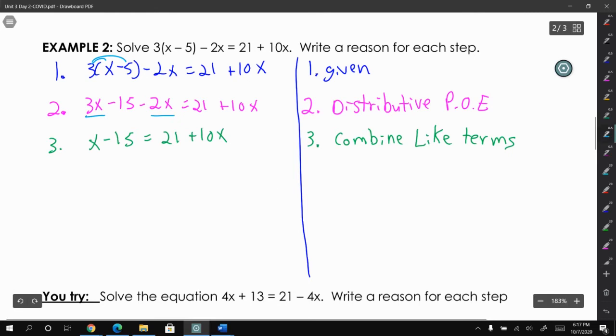Okay, so now the next thing we would do is I would probably subtract x from both sides. And you could go in a different order. It doesn't matter. You'll get the same answer. So then my fourth statement, or my fourth step, would be negative 15 equals 21 plus 9x. And we subtracted x from both sides, so my reason would be subtraction POE, property of equality.